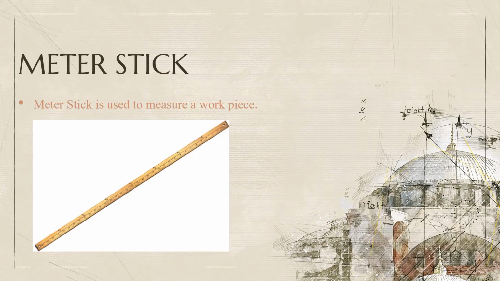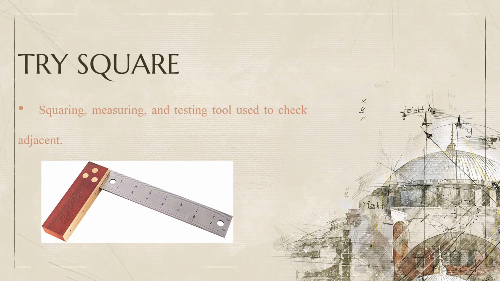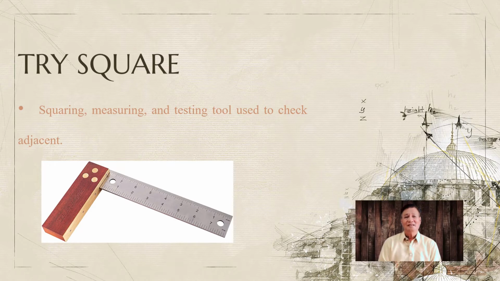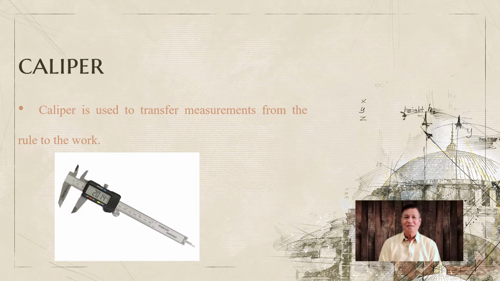Third is the meter stick. A meter stick is used to measure a workpiece. Another is the try-square. A try-square is a squaring, measuring, and testing tool used to check adjacent surfaces. And lastly, under measuring tools is the caliper. A caliper is used to transfer measurements from the rule to the work.